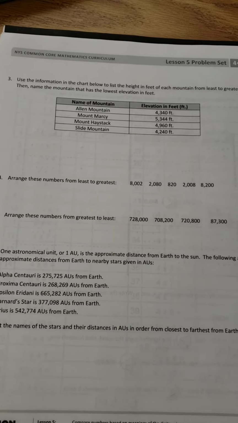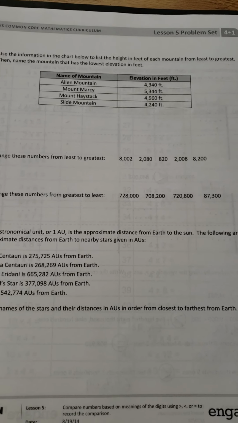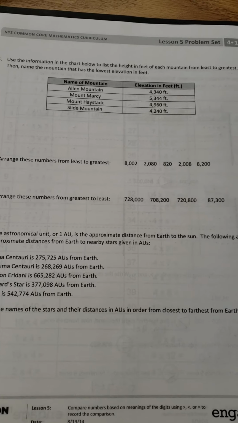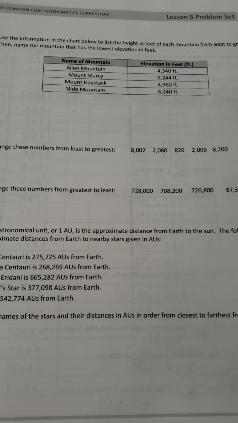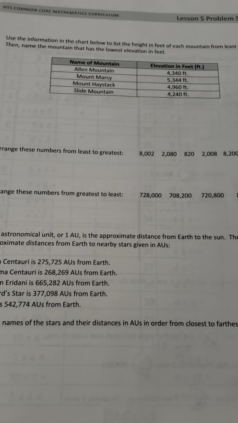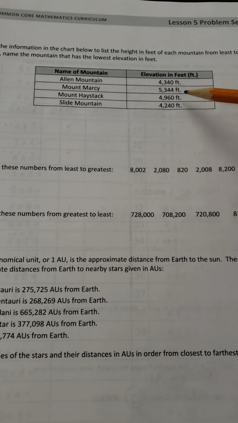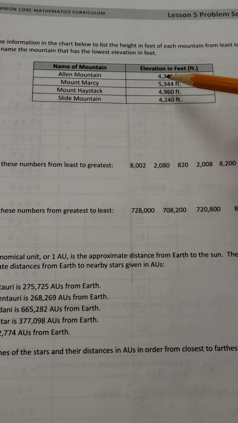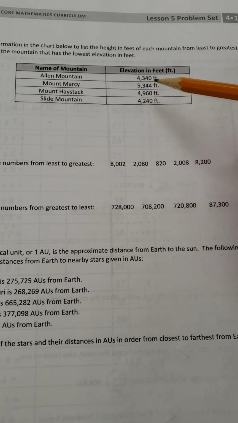Alright, use the information in the chart below to list the height in feet of each mountain from least to greatest. Then name the mountain that has the lowest elevation in feet. Okay, so we have all of these numbers here that we have to compare. We're going to find the smallest one. We're going to go from least to greatest.